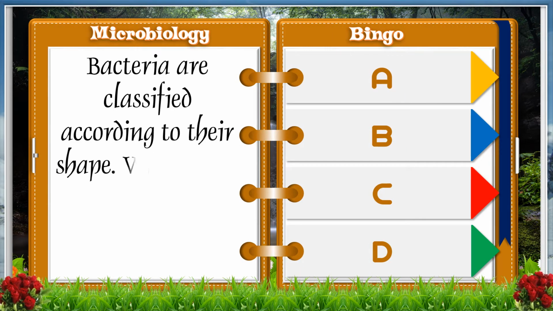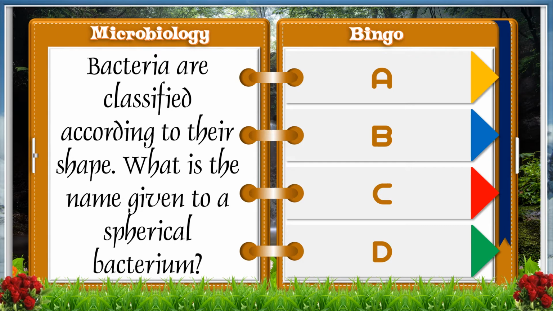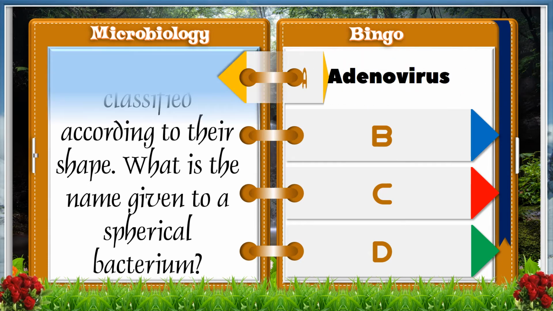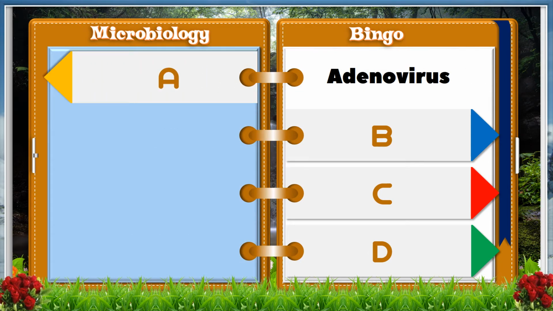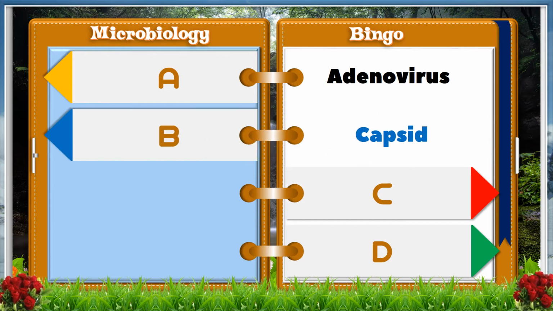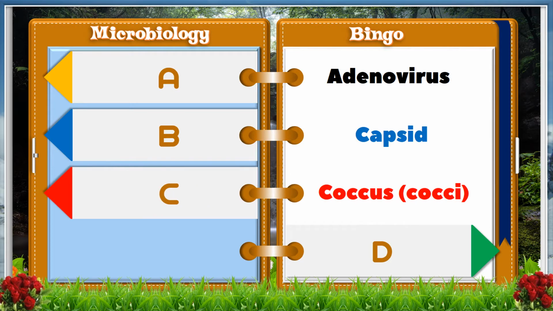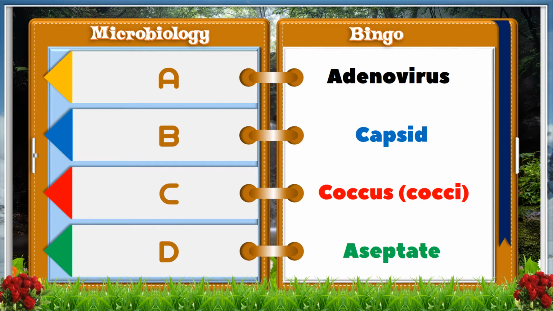Bacteria are classified according to their shape. What is the name given to a spherical bacteria? A. Adenovirus. B. Capsid. C. Coccus. D. Aseptate. And the answer is C. Coccus.